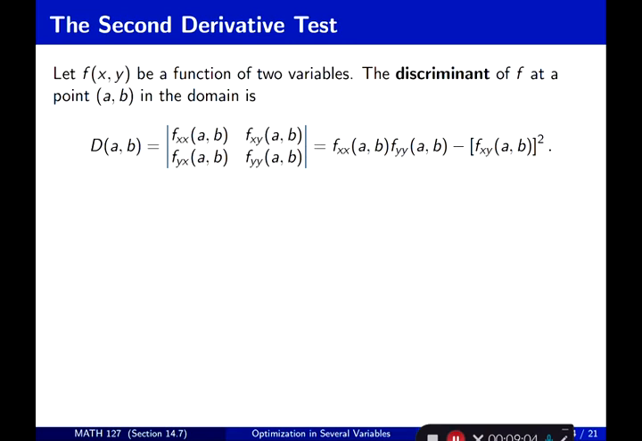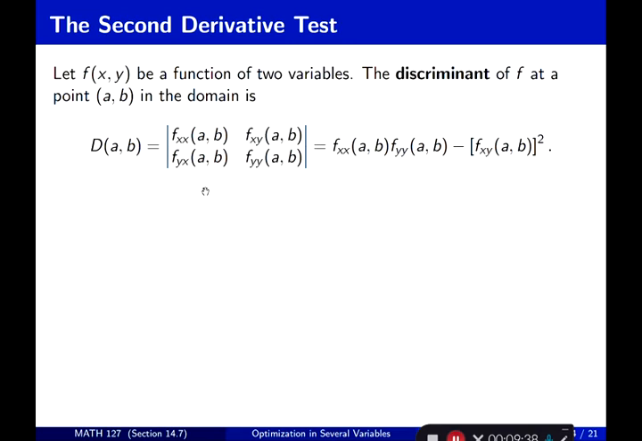So let f of x and y be a function of two variables, then D of a and b is again the mixed part: it's the second partial f sub xx of a and b, the mixed partial f sub xy of a and b, then the mixed partial f sub yx of a and b, and the second partial f sub yy of a and b.